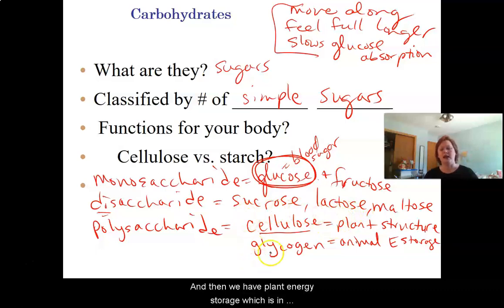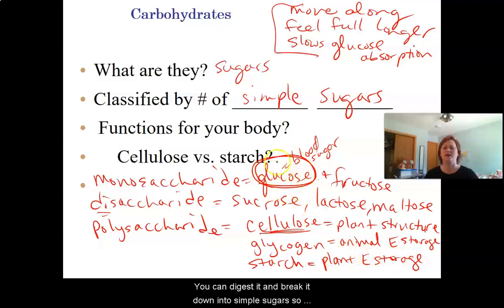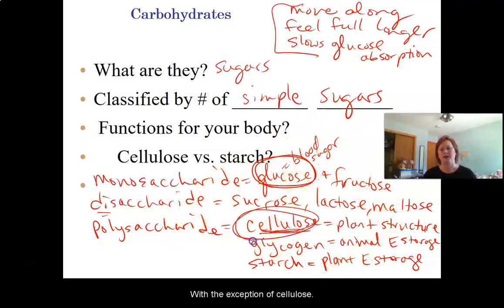And then we have plant energy storage, which is in the form of starch. Now, starch is very similarly shaped to cellulose, but you can break it down. So this is plant energy storage. You can digest it and break it down into simpler sugars, so you can use that for energy. So if you notice, most of these different substances, these carbohydrates, are going to be used for energy, with the exception of cellulose.